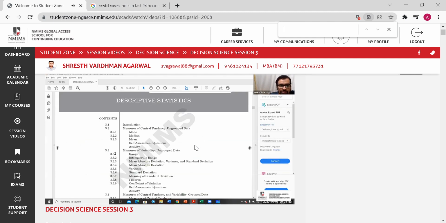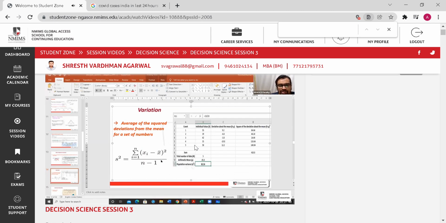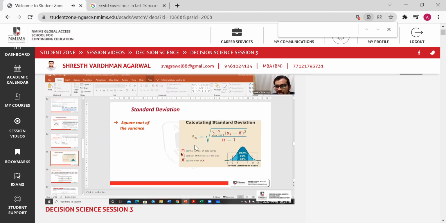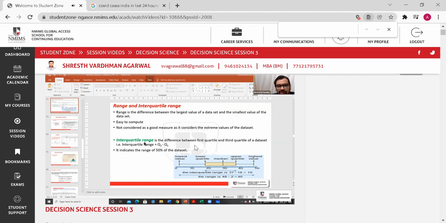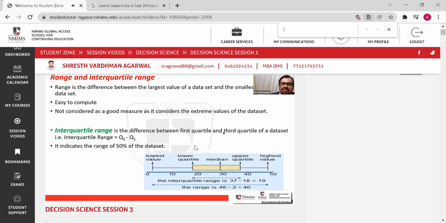Now one more topic, which is called range and interquartile range. Range also plays a very important role. So what is range exactly? This is a standard deviation concept, as I said, and we'll discuss that. But before that, I would like to discuss the range. Range is nothing but the difference between the largest and the smallest observation. It is easy to compute, and it gives you an idea about the spread.